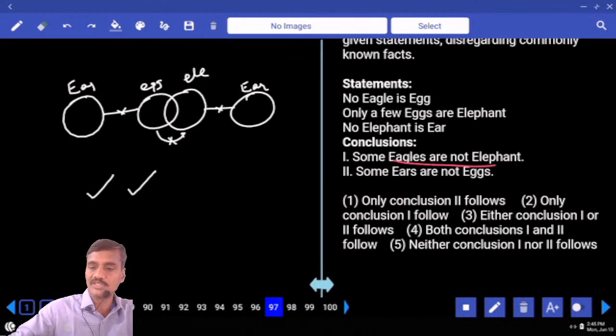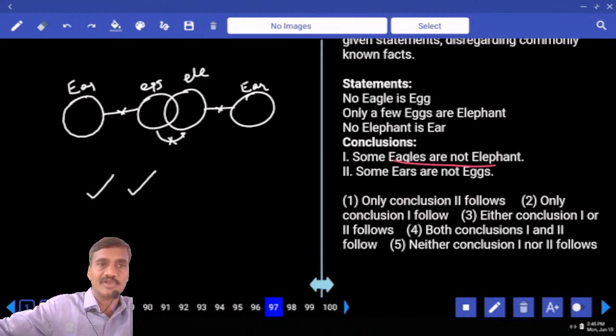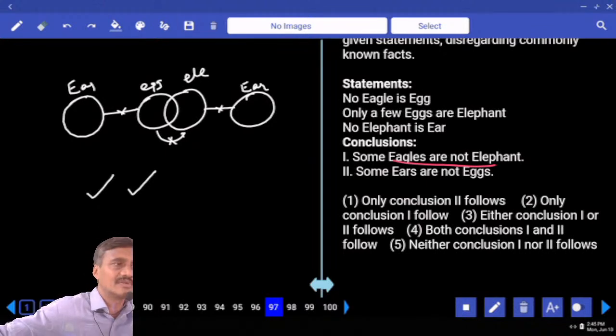Then tell me how to make this one false. Some eagles are not elephant. False: all eagles are elephant. Now tell me, is it possible to write all eagles are elephant?